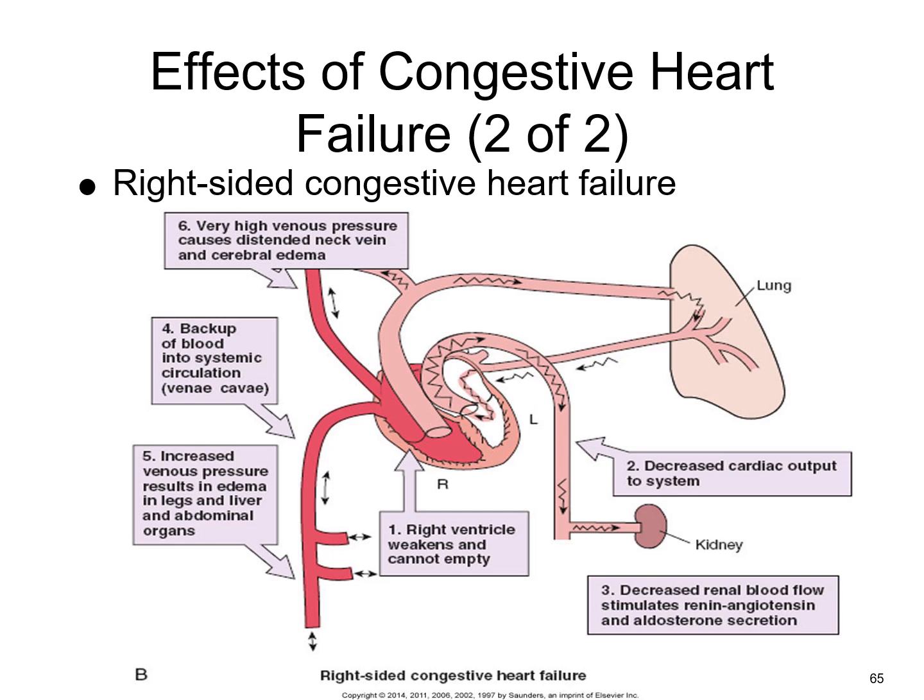Again, that's going to stimulate that renin, angiotensin, right, vasoconstrictor, and that aldosterone. That is going to cause us to reabsorb more sodium and water. That is going to cause a backup of blood into the vena cava or our systemic circulation system. The increase in that venous pressure is going to result in edema to the legs, the liver, and the abdominal organs. And then if it's very high, the venous pressure can cause distended neck veins and cerebral edema.